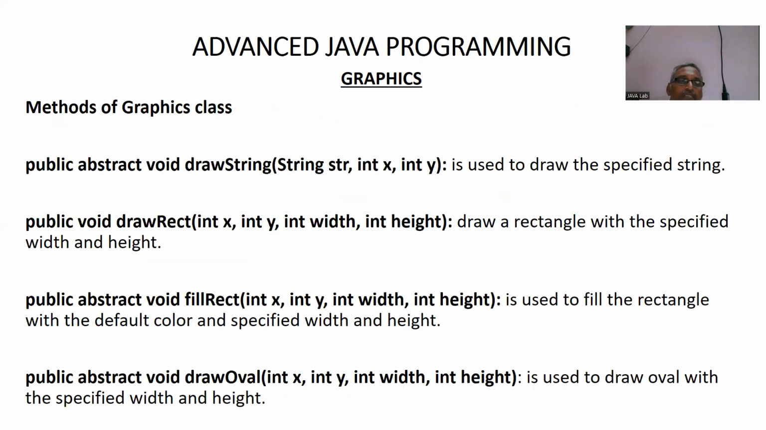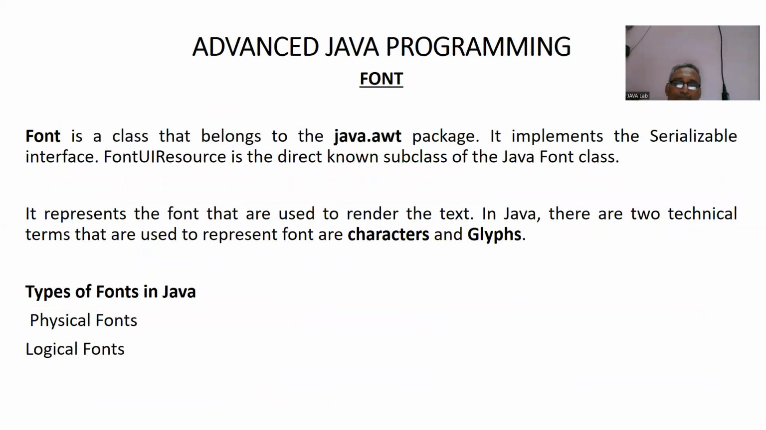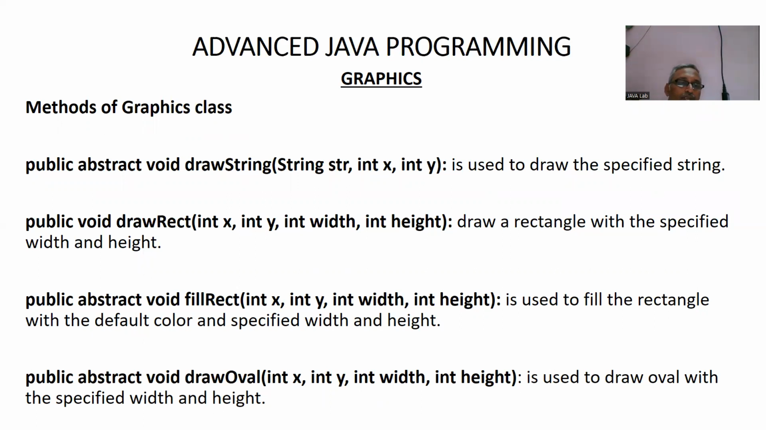Methods of the Graphics class: public abstract void drawString, public void drawRect, public abstract void fillRect, public abstract void drawOval, public abstract void fillOval. And public abstract void drawLine, public abstract boolean drawImage, public abstract void drawArc, public abstract void fillArc, public abstract void setColor, public abstract void setFont. These are the Graphics class methods. Now let's see this example.